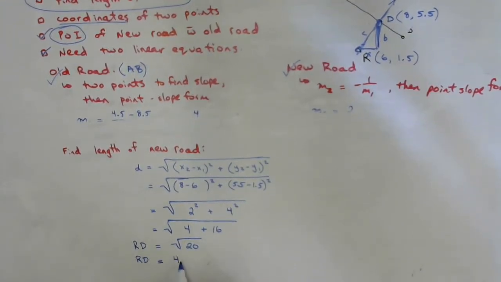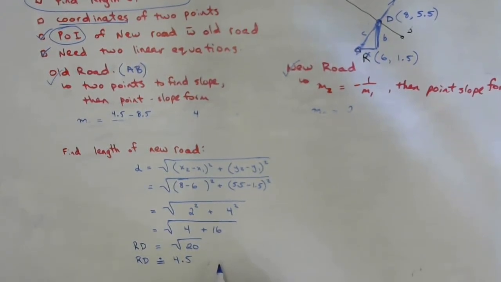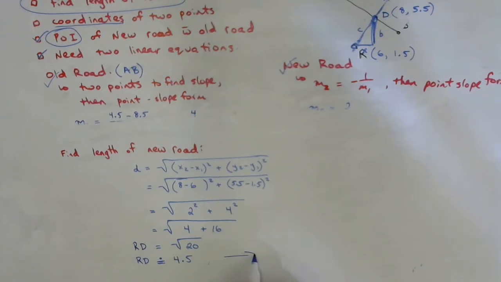Good, so we're going to round up to 4.5. And look at this, because it's no longer an exact answer, it's an approximate answer. We're going to put a little dot above our equal sign. That tells us that it's approximate. And now we need to convert that into meters. We were told that each unit on the map represents 500 meters.